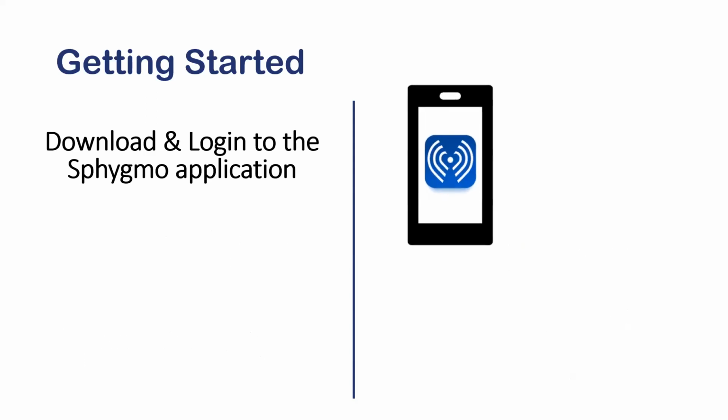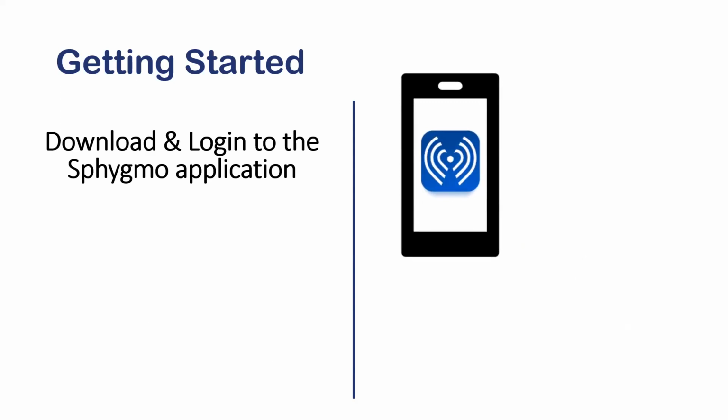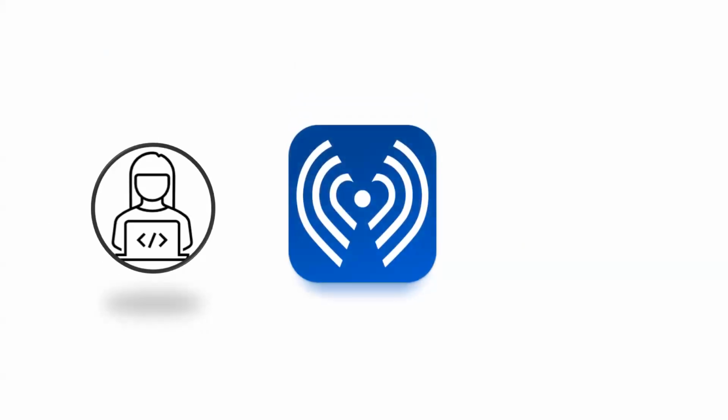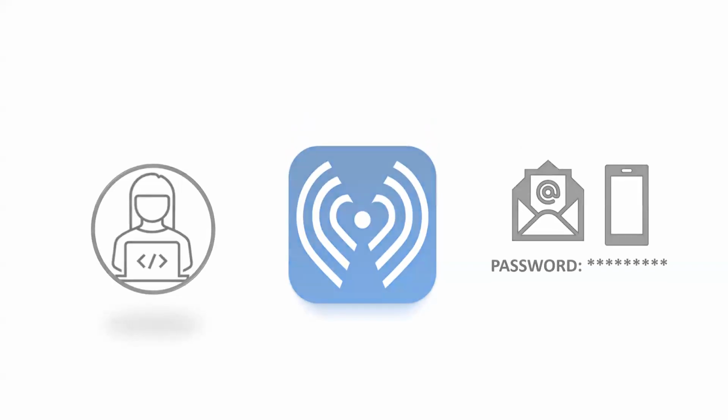We will first review how to download and log into the Sphygmo application. During the initial visit with the community health worker, they will create a Sphygmo account with you. To create your account, the community health worker will use either your email or phone number to register you, whichever you prefer. This will become your username. You will be assigned a random generated password for the first time to log in. We will walk through how to change your password later in the video.